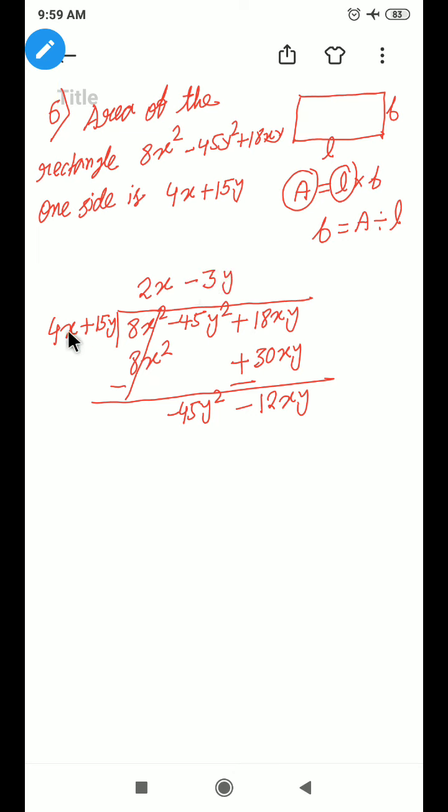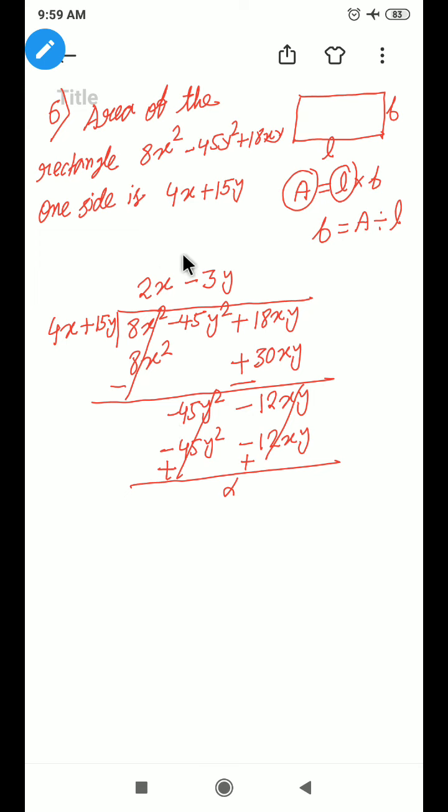So if you multiply this with minus 3y, what will you get here? Plus into minus, it will be minus 12xy, and if you multiply these two, plus into minus, it will be minus 45y square. Now the sign will be changed. Here it will be plus, here it will be plus. Now these terms will be cancelled out, and the remainder is 0.